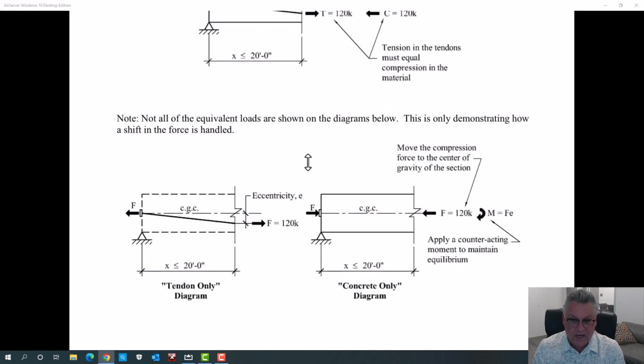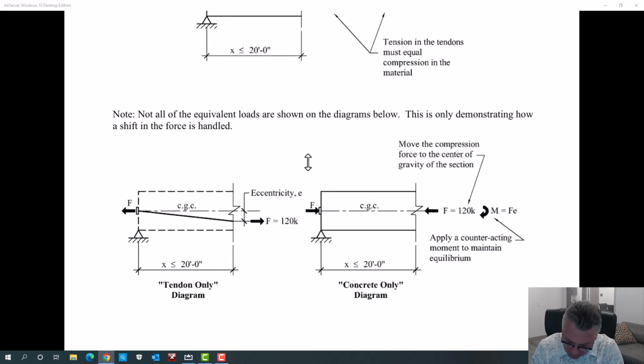Now, that's not statically correct to do that, because we moved a force that was down here up. So we created a moment that's not there. We created a moment going that way by just moving that force up. So we have to counteract what we've done to make statics work and provide a counteracting moment equal to the force times the eccentricity that we moved it.